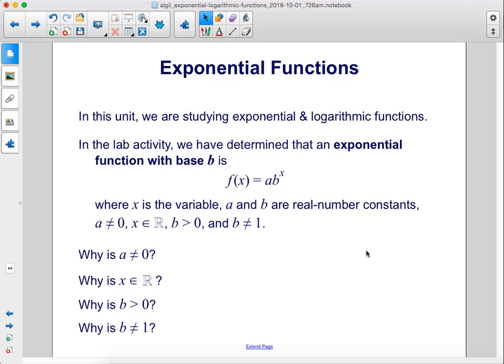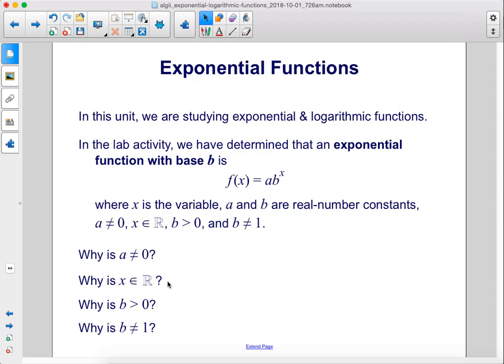In the lab activity, we have determined that an exponential function with base b is f of x equals a times b to the x power, where x is the variable, a and b are real number constants, a does not equal 0, x belongs to the set of real numbers, b is greater than 0, and b does not equal 1. So why is a not equal to 0?